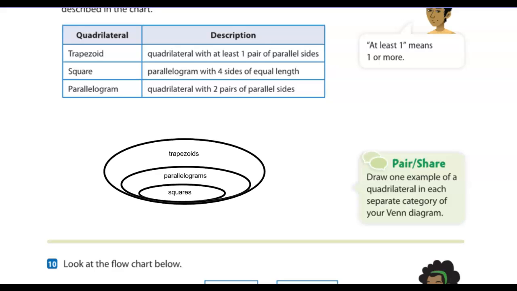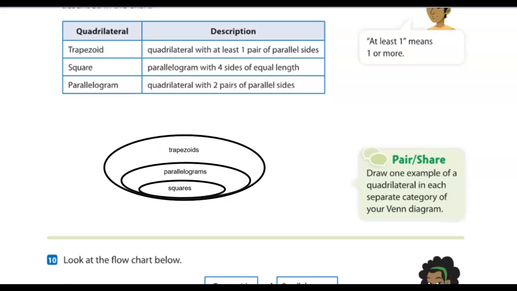So this is the Venn diagram that I created. I have trapezoids, and then parallelograms, and then squares. All squares are parallelograms and trapezoids. When you get to parallelograms, not all parallelograms are squares, but all parallelograms are trapezoids.